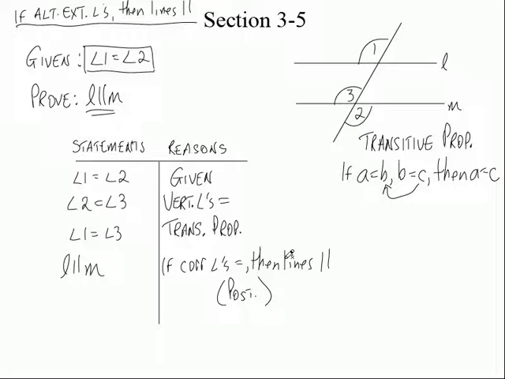A postulate doesn't have to be proven, does it? Just accepted without proof. But a theorem, what can you do with a theorem? You can prove a theorem, and that's exactly what we just did. We proved the theorem that said, if alternate exterior angles are equal, then the lines are parallel. Now, since we proved it, we can use that in a proof later on. We don't always have to go back to corresponding angles. But this was a postulate, and there's our proof.